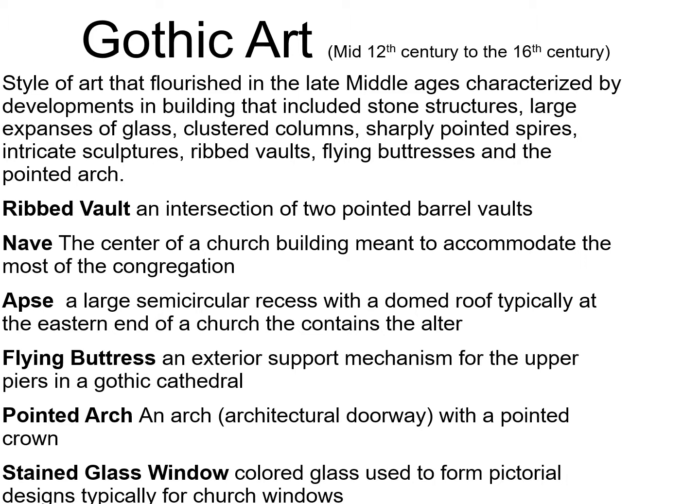These are exterior support mechanisms for the upper piers of a Gothic cathedral. The pointed arch, which is a type of arch or architectural doorway that has a pointed crown to it. And stained glass windows, which are colored glass windows used to form pictorial designs, typically applied in church windows.